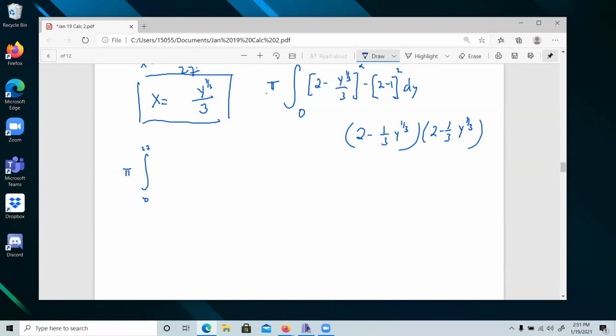So what is that going to give us? It's going to give us 4 minus 2/3 y to the 1/3, right? Because there's 1, 2 of these. Oh no, there isn't 2 of these. These are 2/3 and 2/3. 2/3 and 2/3 would be 4/3.